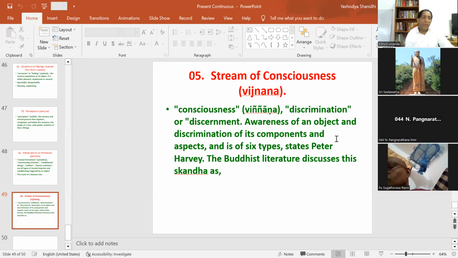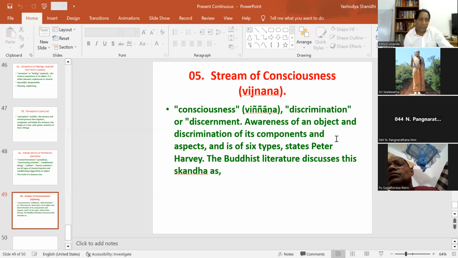The awareness or liveliness we get by smelling odor is identified to be nose consciousness, Ghana Vijnana. When you smell something, you also get a sort of awareness of the same. That is identified to be Ghana Vijnana or nose consciousness. The awareness or liveliness we get by tasting is identified to be tongue consciousness, Jivha Vijnana.